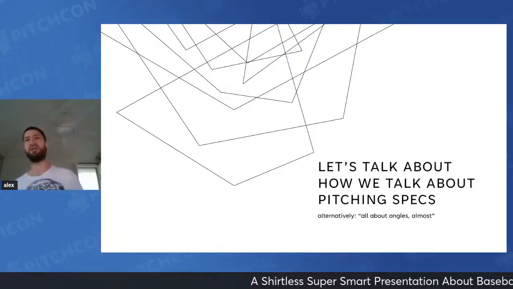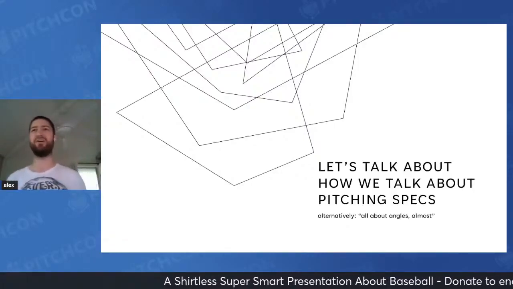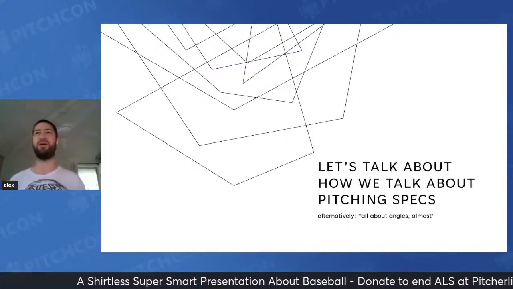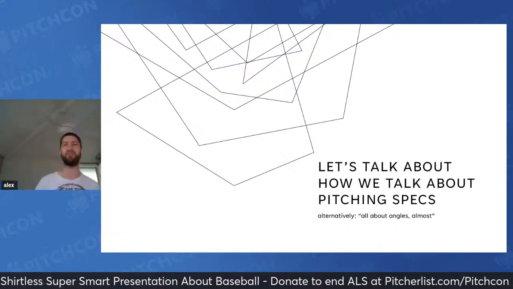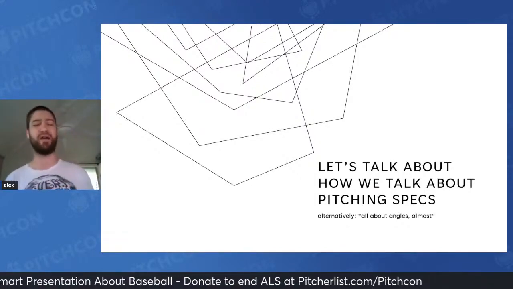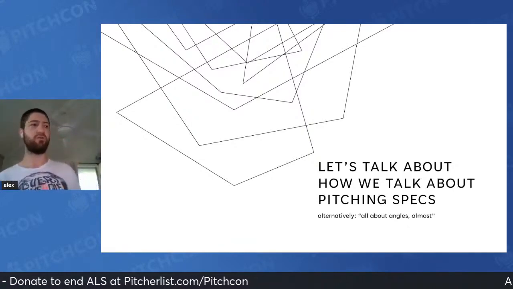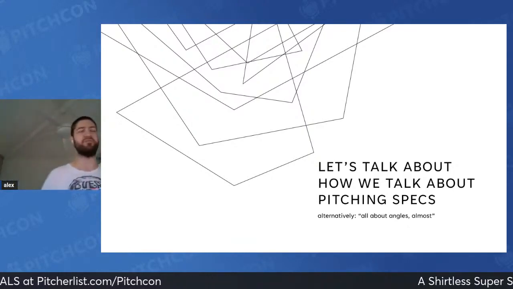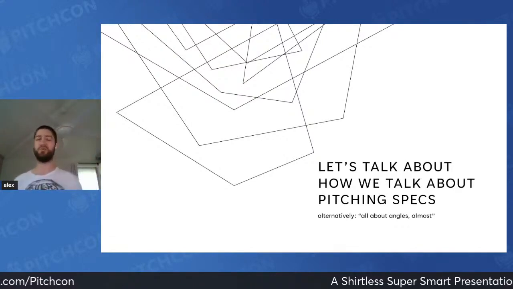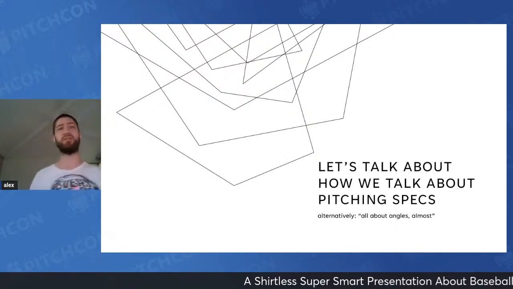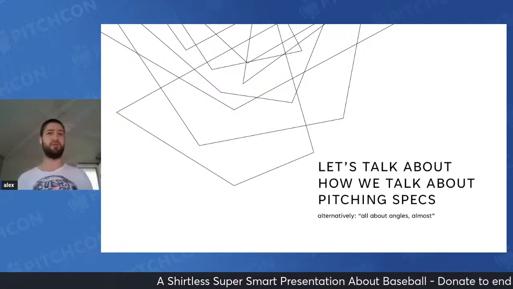Let's talk about how we talk about pitching specs, or alternatively, all about angles, almost, because it's not exclusively about angles. I wanted to talk about vertical approach angle and horizontal approach angle. These are things that you've probably read in Nick's work and in lots of people's work. It's been kind of in vogue the last 3 years.